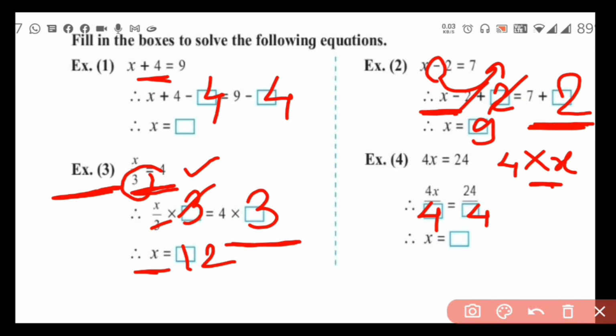And when we divide by the same number on both the sides, what happens? This 4 gets cancelled on the left hand side. Only x remains on the left hand side, and on the right hand side 4 ones are 4, 4 sixes are 24. We get 6 as the answer. That means in all these 4 operations, we are getting the value of x. So solving the equation means what?